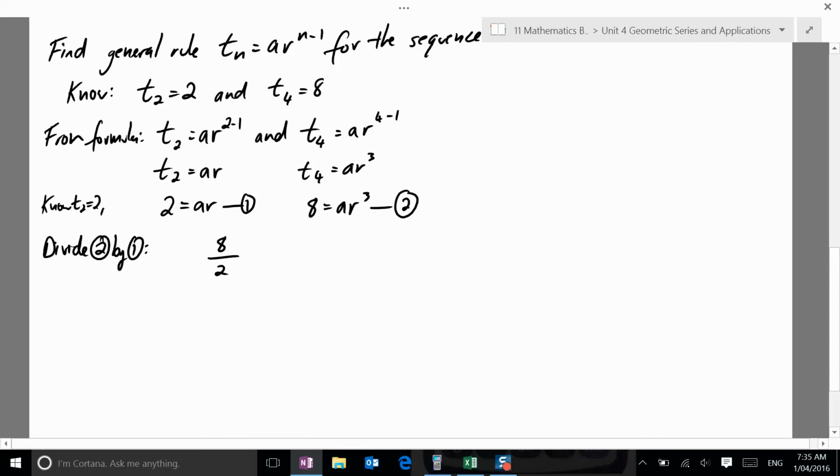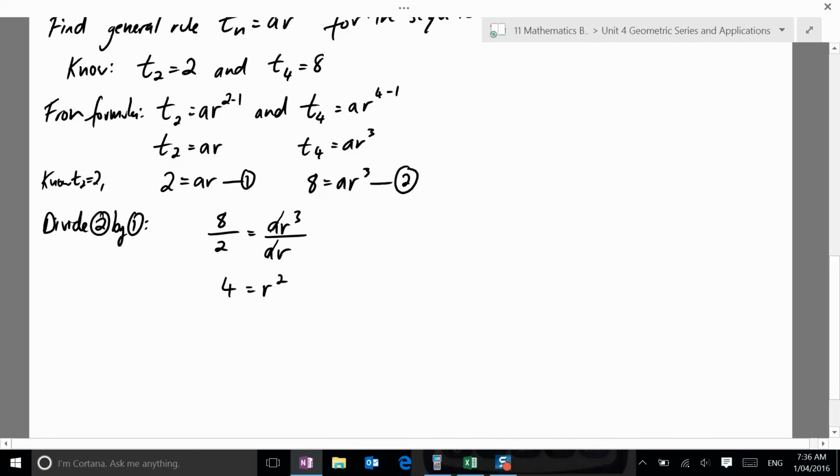So 8 divided by 2 equals AR cubed divided by AR. Just dividing the 2 sides of the equation. 8 divided by 2 is 4. Index laws, cancel. R to the power 3 minus 1, R squared. So R squared equals 4. R equals plus or minus square root of 4. R can be plus or minus 2. So I've got 2 possible R values here. R is positive 2 or R is negative 2.